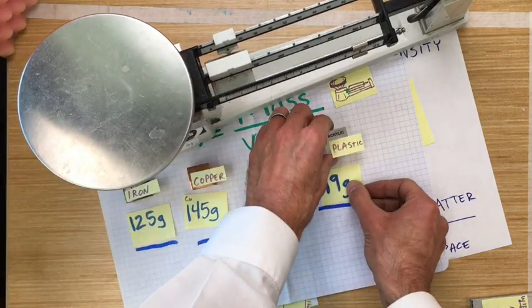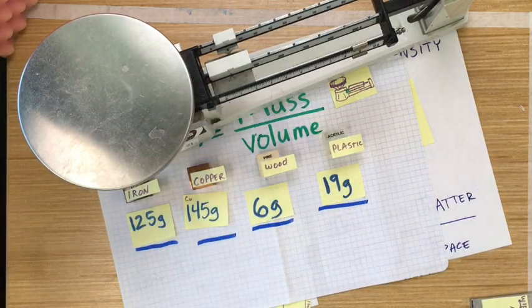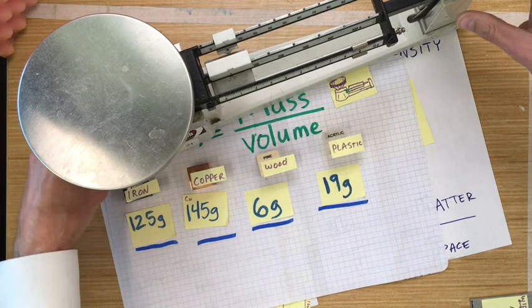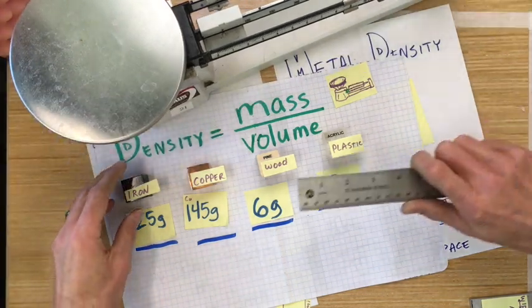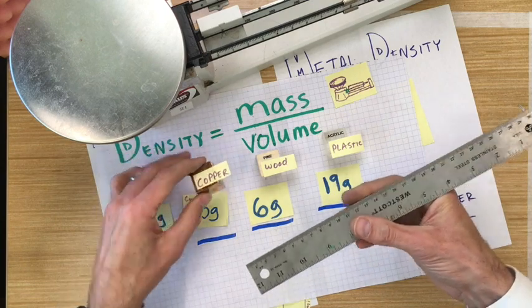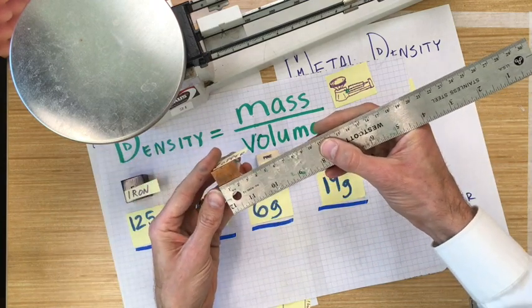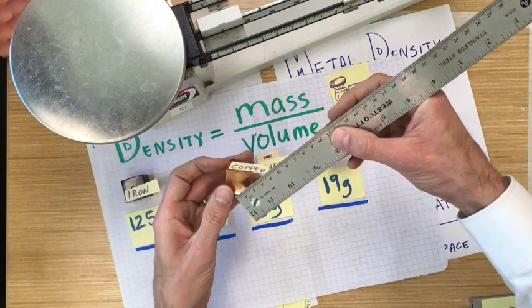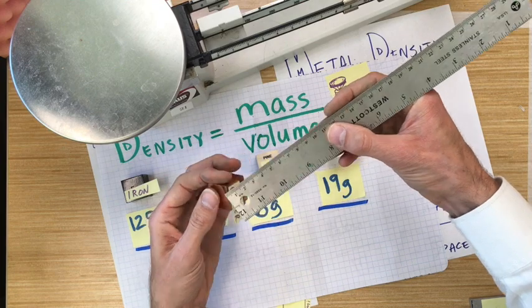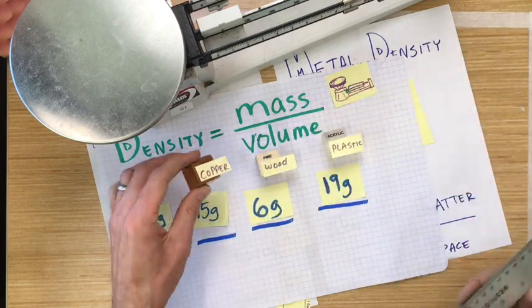And so, as you can see, these are all cubes. And we talked about measuring the volume. One way we measure the volume is by taking a ruler and measuring the length, the width, and the height of these cubes. They're all 2.5 by 2.5 by 2.5.